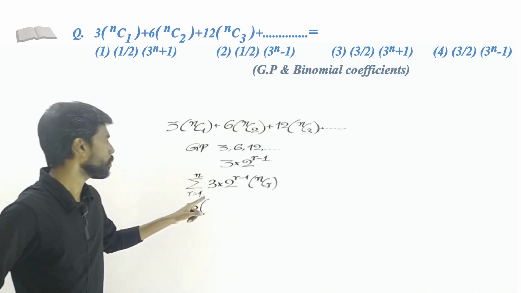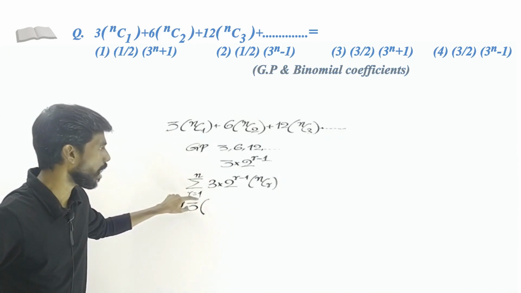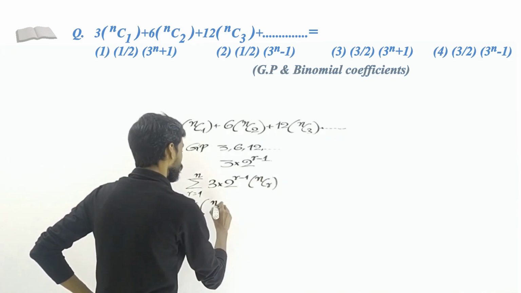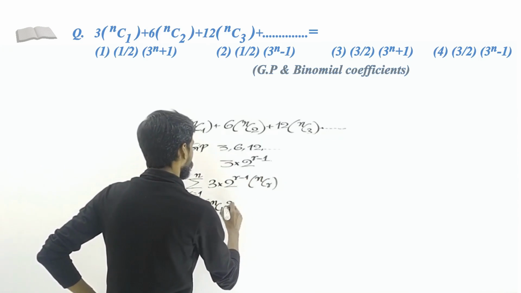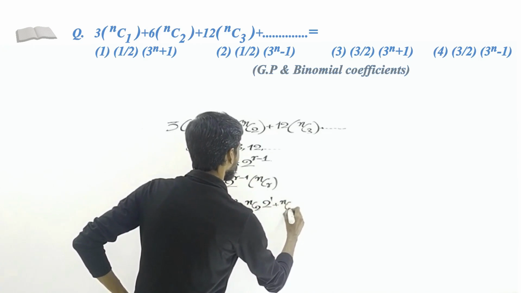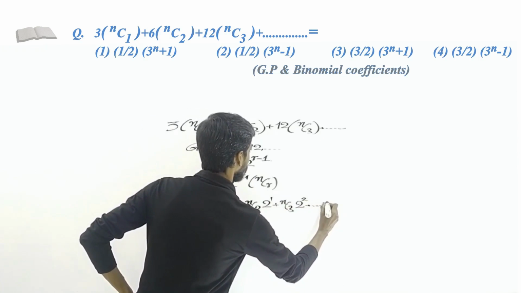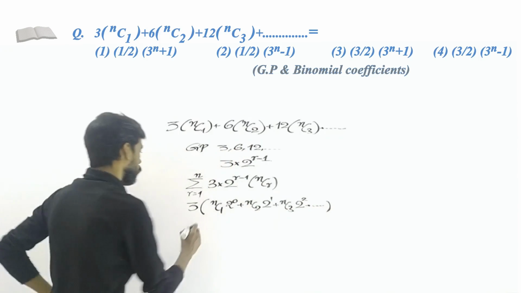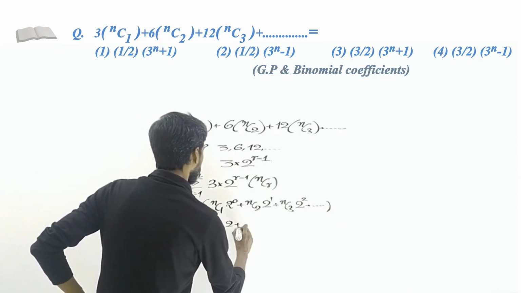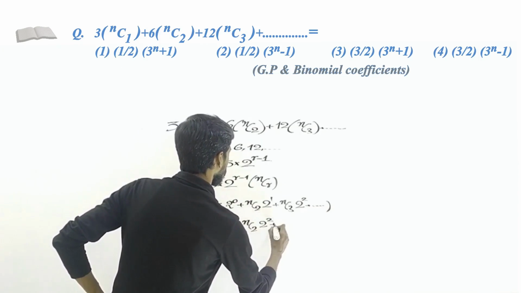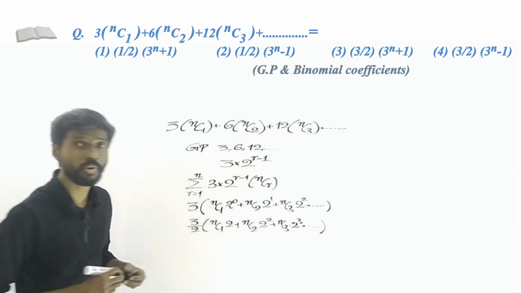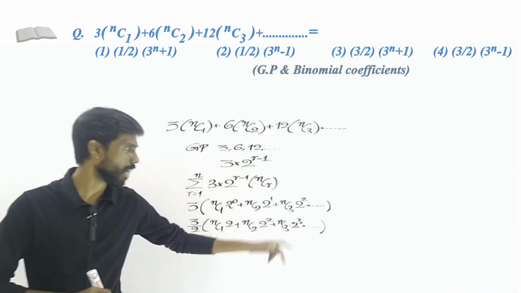We can take out the 3, and we can directly substitute the value of r as 1, etc. So first, if you substitute r as 1, we'll get NC1 2 to the power 0, plus NC2 2 to the power 1, plus NC3 2 square, etc. Now this is not in the proper form. What you do, you divide by 2 and multiply by 2. So that is NC1 2 plus NC2 2 square plus NC3 2 cube. See, this is in the known form.